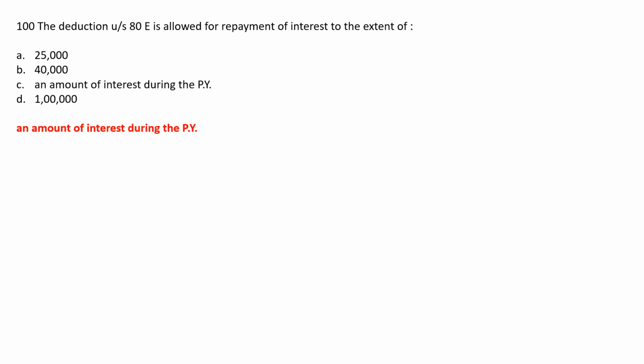Next question, the deduction under 80E, E standing for education, is allowed for repayment of interest to the extent of: option A 25,000, option B 40,000, option C an amount of interest during the year, option D 1 lakh. The correct answer is option C, an amount of interest during the year. So the deduction under section 80E is allowed for repayment of interest to the extent of the amount of interest during the year.